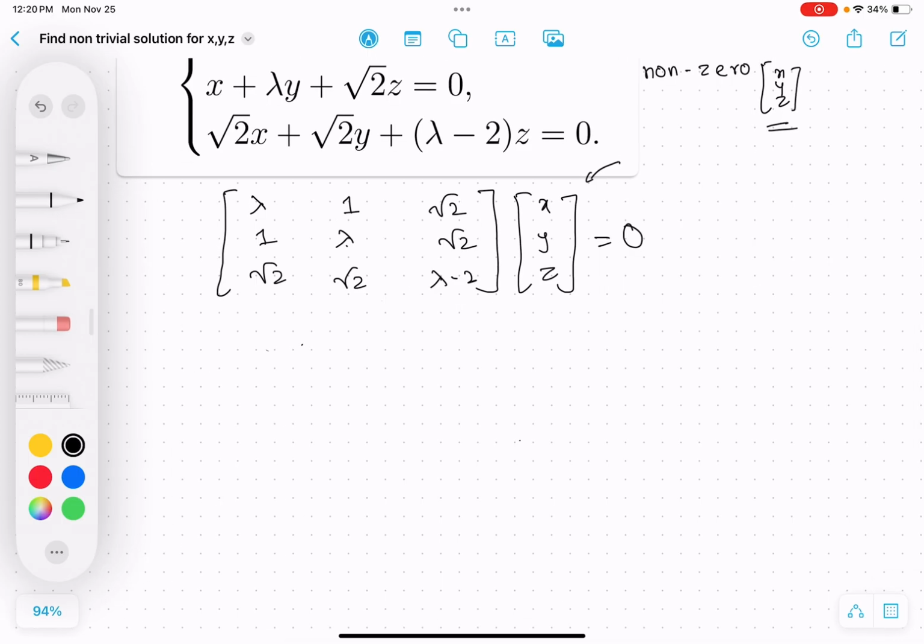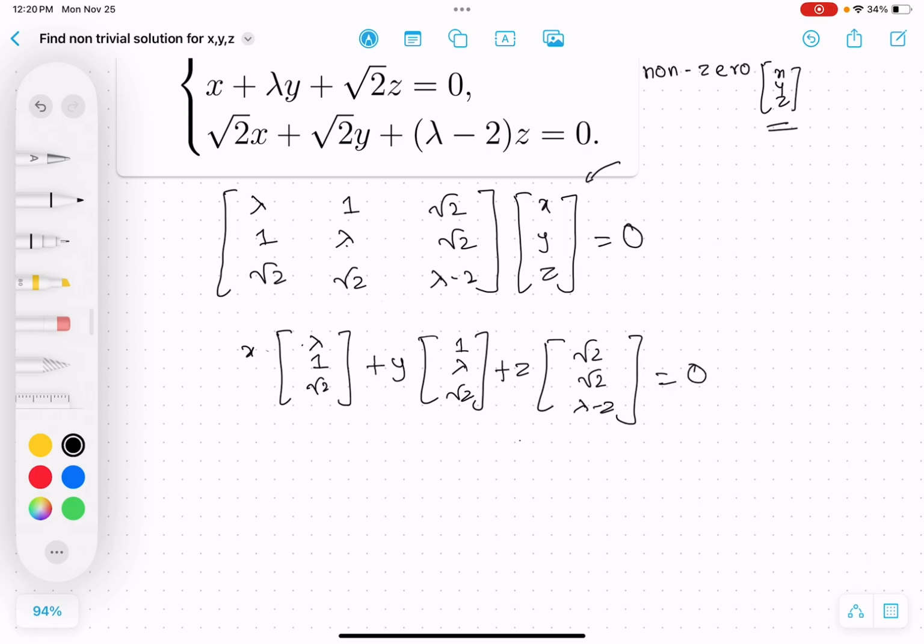So you can see it this way now. I can write this matrix multiplication as x times (lambda, 1, root 2) plus y times (1, lambda, root 2) plus z times (root 2, root 2, lambda minus 2) equals 0. I can write the matrix multiplication like this because that's how it happens. If you just see the first row, it will be lambda x plus y plus root 2 z, and the second row is x plus lambda y plus root 2 z. That's what the matrix multiplication will eventually be.